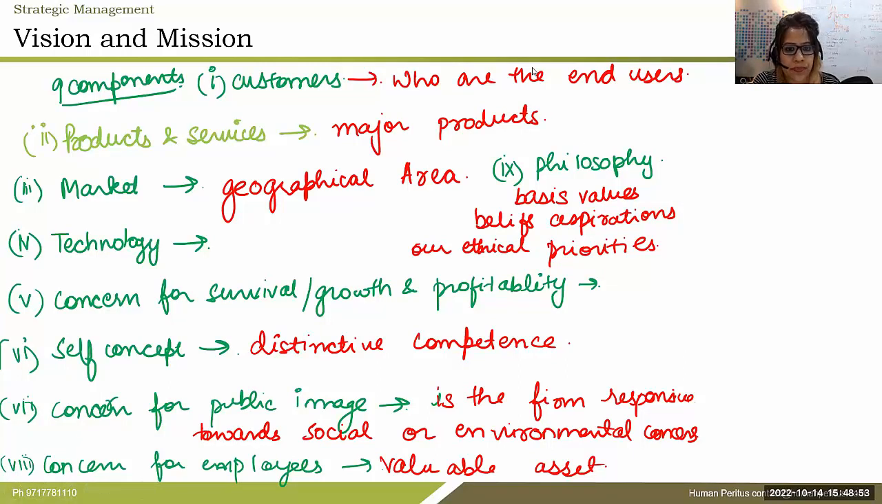We have a question: "Ma'am, concern for survival is sustainability focus only?" No, not sustainability focus only. Concern for survival is that you need to survive to be sustained in the organization, plus you are including the growth and profitability part also, right? Not just to sustain.